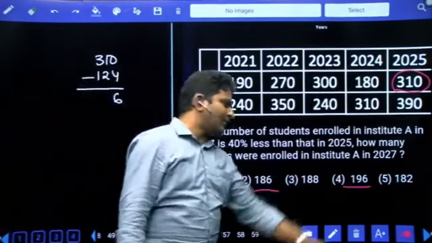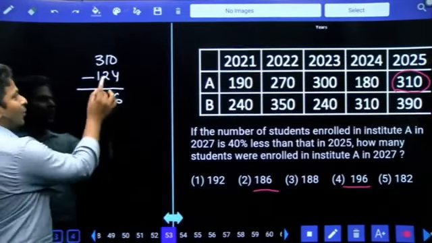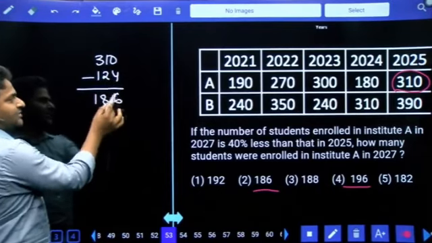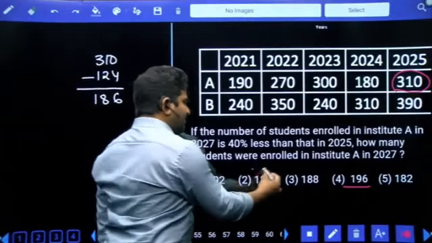Either 186 or 196. If it is 186, let me write it. 120, 180, 300, 4 plus 10, 10, 310, satisfied. So 186 is the final answer.